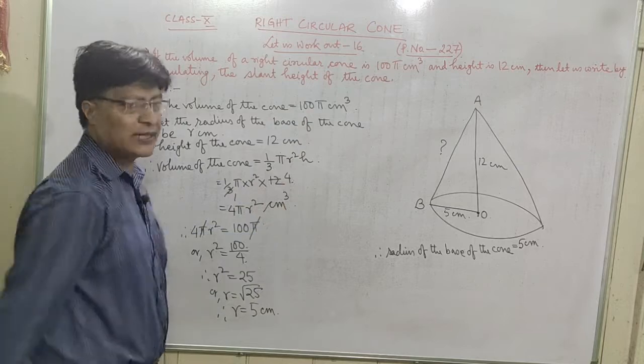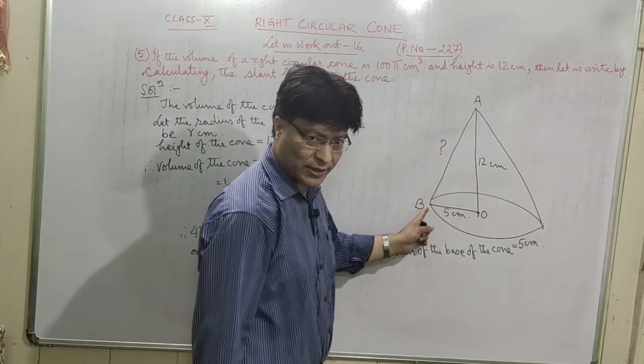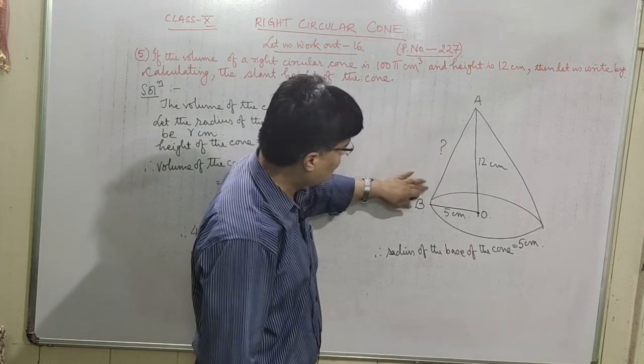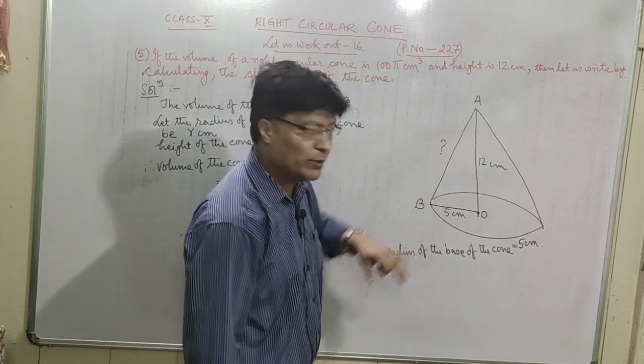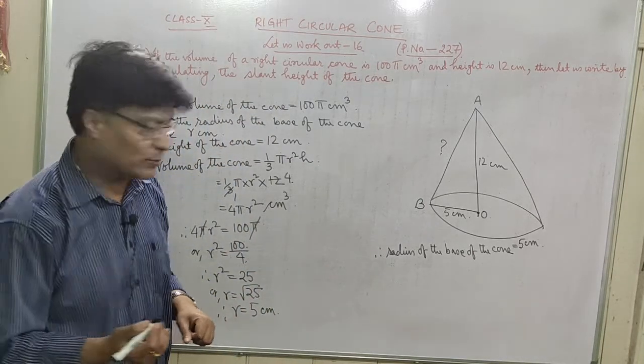Okay. Now you have to find out the slant height of the cone. So now you know this AOB is a right angle triangle. So in this case, AB is the hypotenuse, AO is the perpendicular, and OB is the base. So in this case, you can use Pythagoras theorem. You know Pythagoras theorem, isn't it?